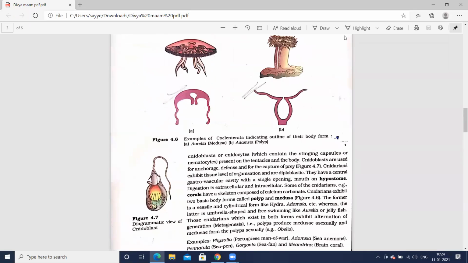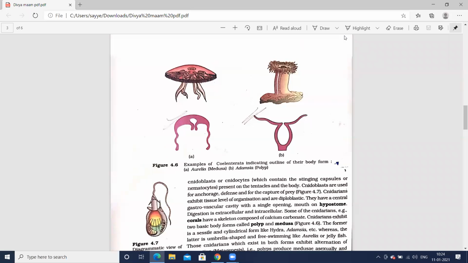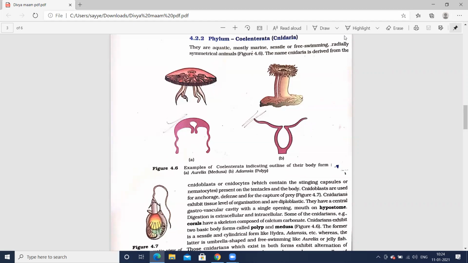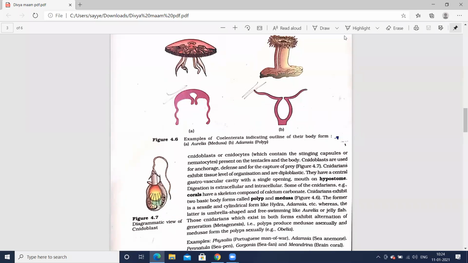Let's see them. These are again very interesting ones. When we talked about single gastrovascular opening, I'm talking about coelenterates, of course. This word I wanted to revise with you. Central gastrovascular cavity with a single opening mouth. What was it known as? Hypostome. What is the difference between polyp and medusa?